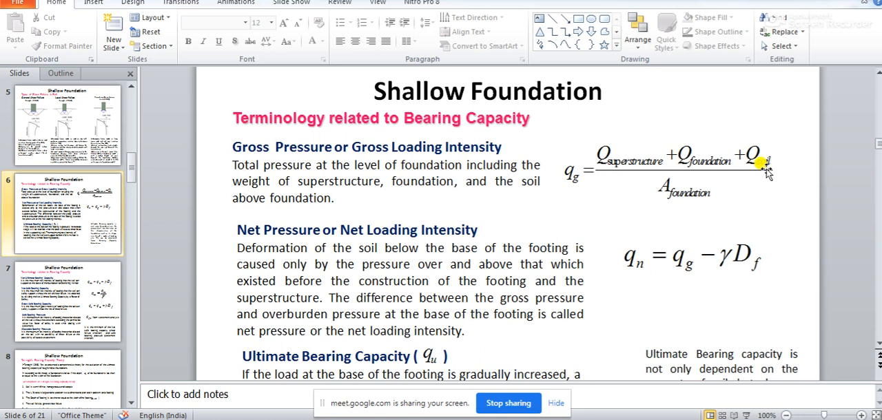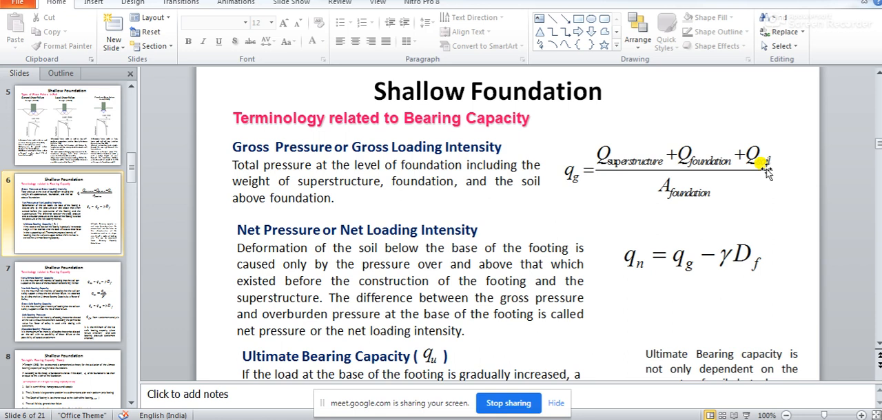Now, how do I define it? We will define it as the total pressure at the level of foundation. Foundation is at the bottom of the ground. On the foundation, the load from the superstructure is coming. So the load of the superstructure plus the load of the foundation plus the soil load that the foundation is supporting, divided by the total area of the foundation, gives you the gross pressure or gross loading intensity.